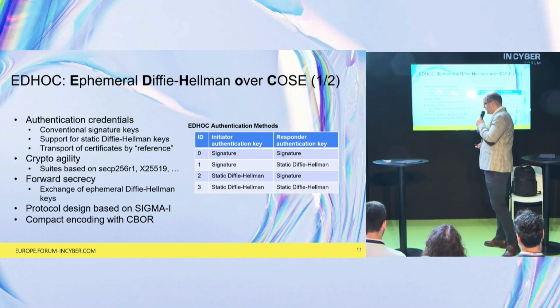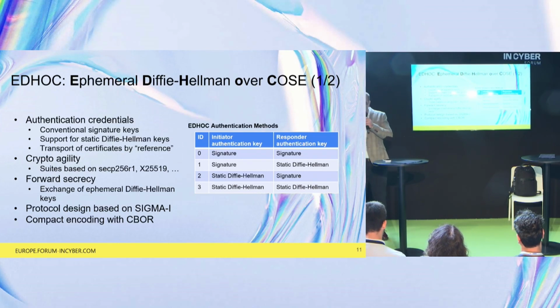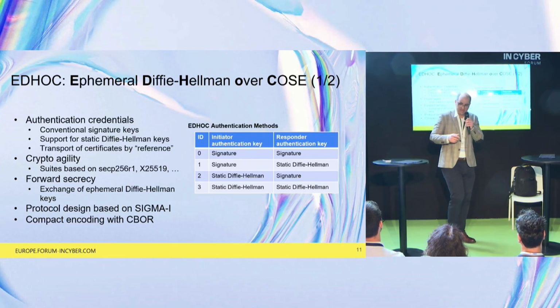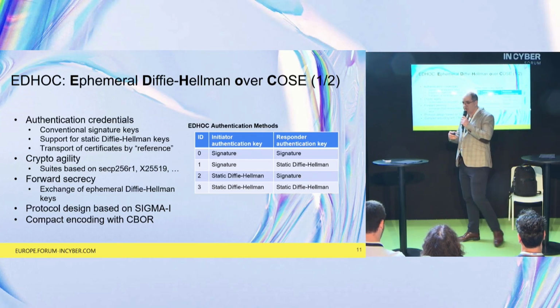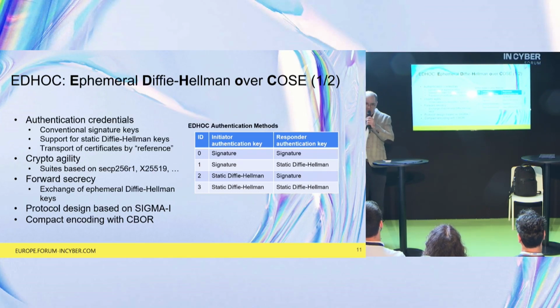So EDHOC is an authenticated key exchange protocol, which establishes a key between two entities, the initiator and the responder. Like TLS 1.3, it can be authenticated with traditional signature keys, but it also supports authentication based on static Diffie-Hellman keys, which means that the key is not used for signing the protocol execution, but rather to construct a MAC, a message authentication code, with the corresponding entity on the other side of the line.